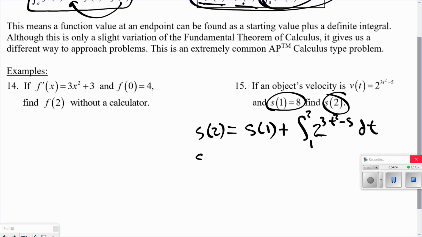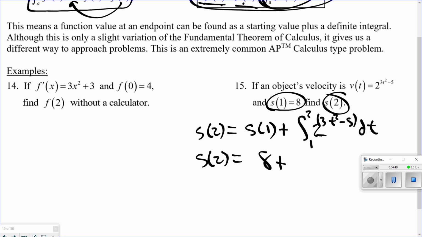So s of 2 is going to be equal to what s of 1 equals, which is 8, plus the integral. I don't have any way of doing that by hand. If I wanted to, I would have to have the derivative of the power on the outside. The power is the inside, so I'd have to have a 6t. Well, I can get a 6 there, but I can't get a t there. So we're going to do this in a calculator: the integral from 1 to 2 of 2 to the 3t squared minus 5.